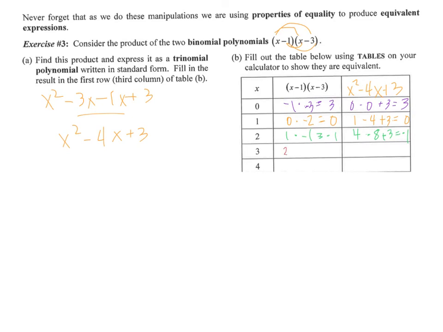3 minus 1 is 2. 3 minus 3 is 0. So the answer is 0. 3 squared is 9. 4 times 3 is 12. Plus 3. You get 0 again.